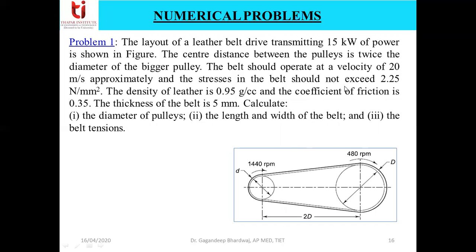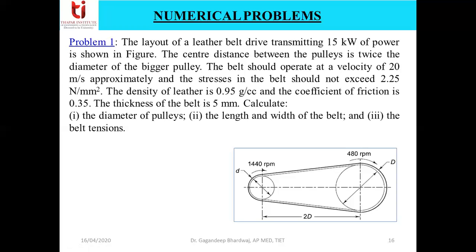The belt should operate at a velocity of 20 meters per second, and the stress in the belt should not exceed 2.25 Newton per mm square. The density of the leather is 0.95 gram per cc, and the coefficient of friction is 0.35. The thickness of the belt is given. Calculate the diameter of the pulley, length and width of the belt, and the belt tensions. So we have to calculate 3 variables.